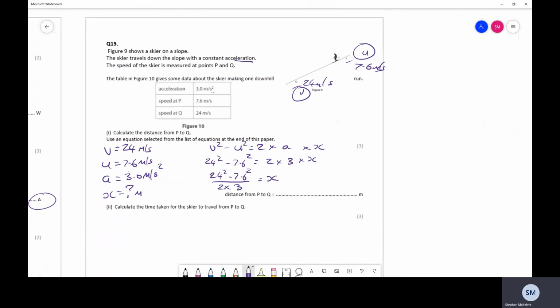Because of how useful the a over b function is on my calculator, I don't like working out things line by line, because it can mess up. So I'm going to press a over b, 24 squared minus 7.6 squared, and then I'm going to put that over 2 times 3. And then I'll get the full number, all the decimal points. I won't have to worry about rounding anything or losing out on any marks. 94.733.